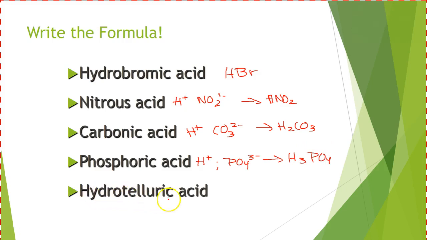Okay, hydrotelluric acid. Because it's in hydro, we know that there's no oxygen there. And so that tells us also that it's binary. So I'm going to have hydrogen and tellurium. And so H plus is mixed with tellurium, which is a 2 minus. So I get H2Te.